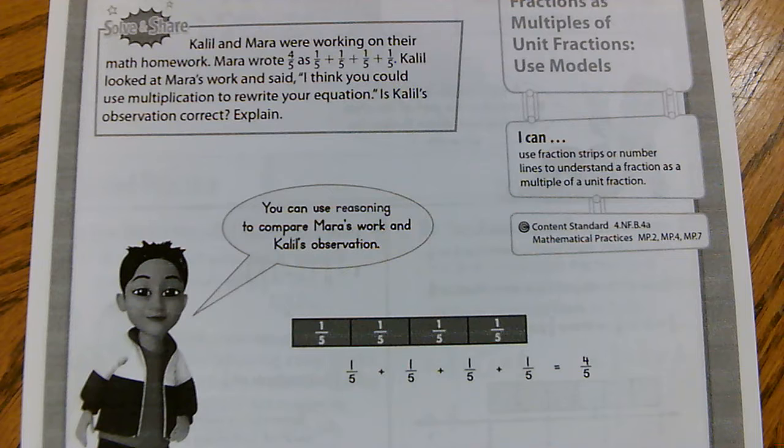It says, Khalil and Mara were working on their math homework. Mara wrote 4/5 as 1/5 plus 1/5 plus 1/5 plus 1/5. Khalil looked at Mara's work and said, I think you could use multiplication to rewrite your equation. Is Khalil's observation correct? Explain. So what I want you to do is pause for a moment, work on this, and then once you're done, go ahead and hit play on the video.